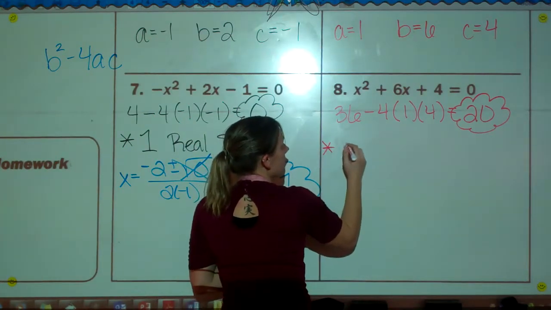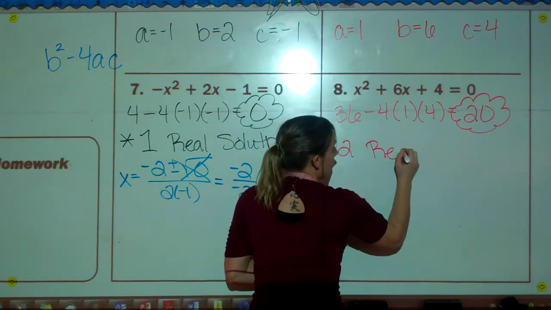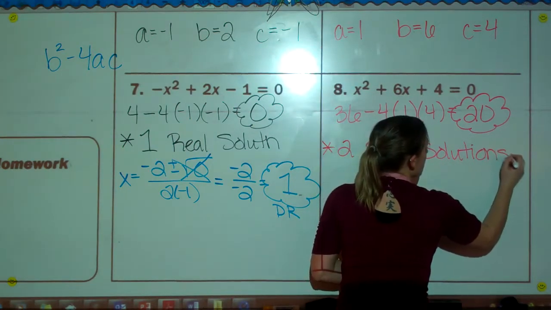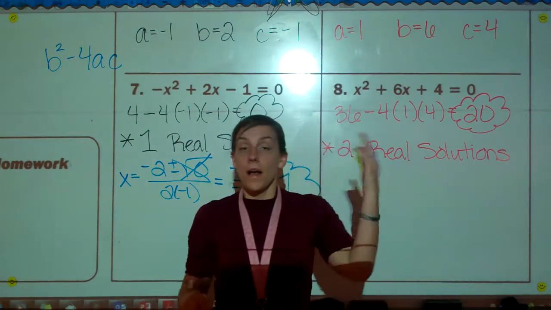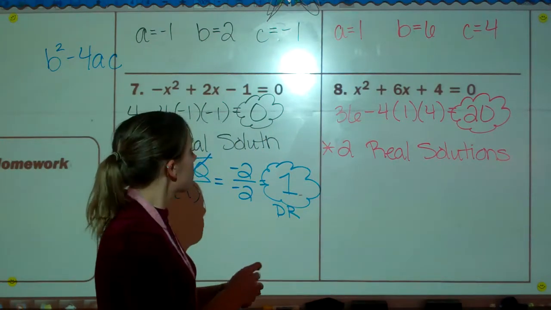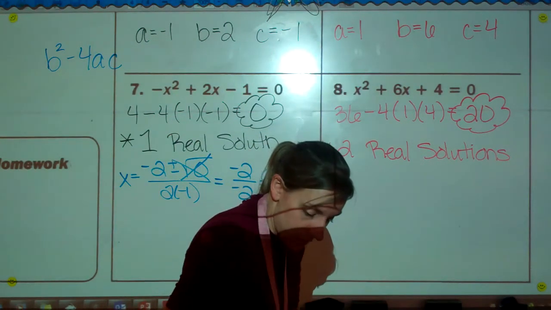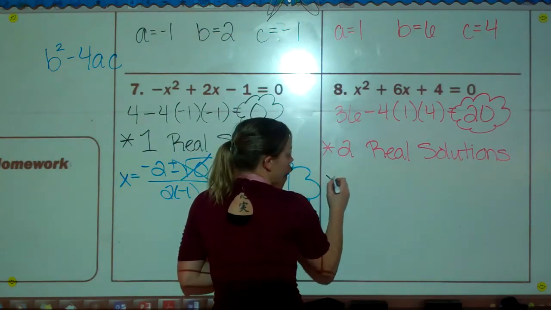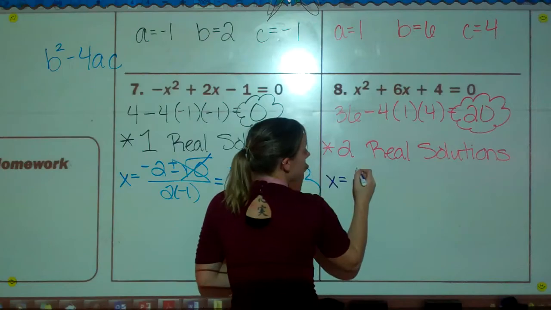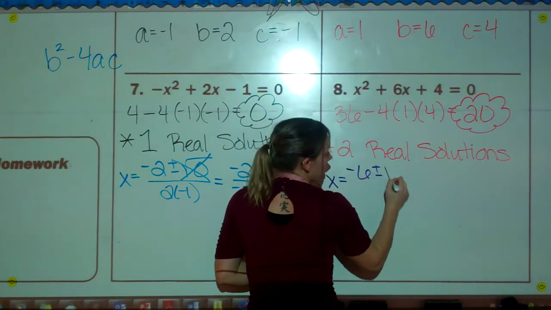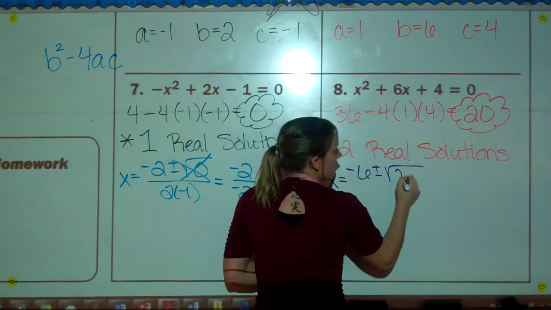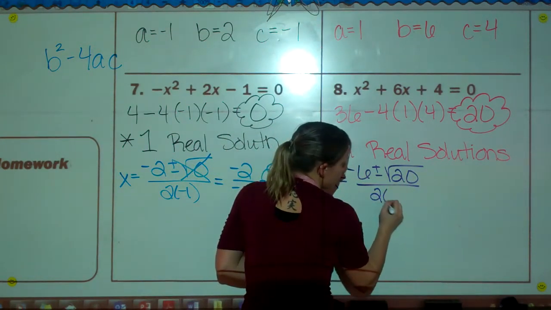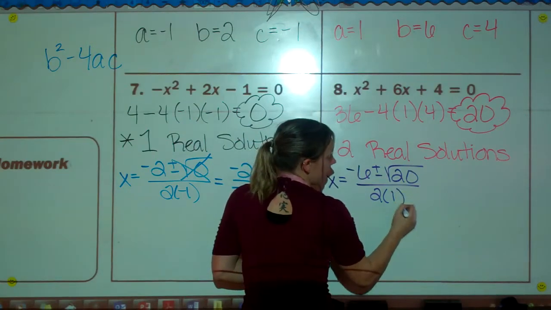So that's our type, 2 real solutions. Okay, because it's positive, so all positives give us 2 real solutions. So now let's go through and find those real solutions. Using the quadratic formula, x equals the opposite of b, so that's negative 6, plus or minus the square root of 20, you've already found that, all over 2 times 1, because that's a.